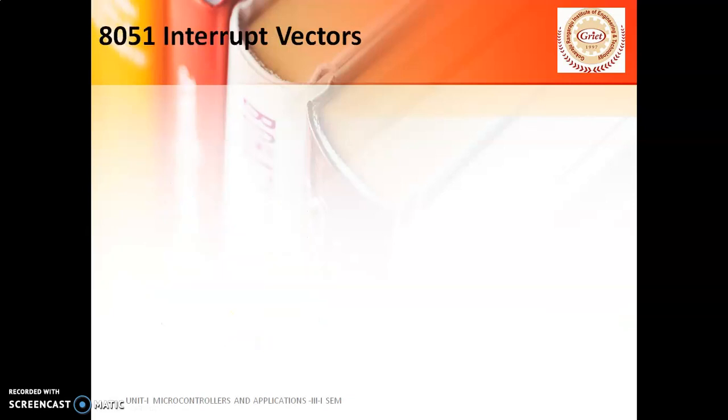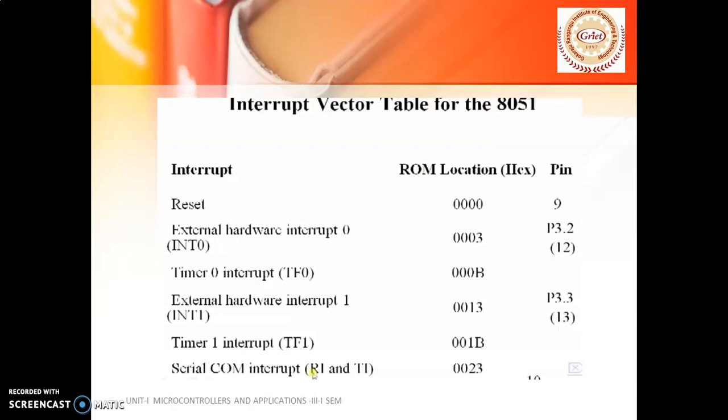RI. Coming to the interrupt vector table, the 8051 interrupt vector table contains the information about the 6 interrupts, that is reset, INT0, TF0, INT1, TF1, RI or TI. Each and every interrupt has a starting address in your ROM. Let us see the reset interrupt. The starting address of reset is 000 and the pin number of reset is 9. Coming to the external hardware interrupt 0, the starting address of this interrupt is 0003 and the pin number of INT0 in your pin diagram is 12.